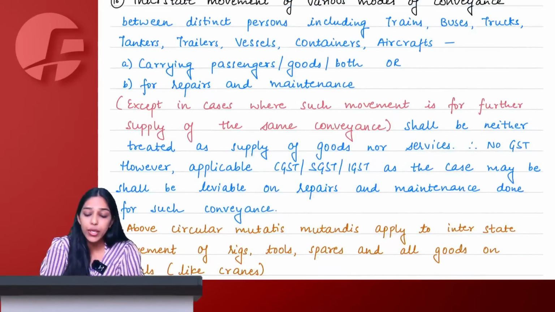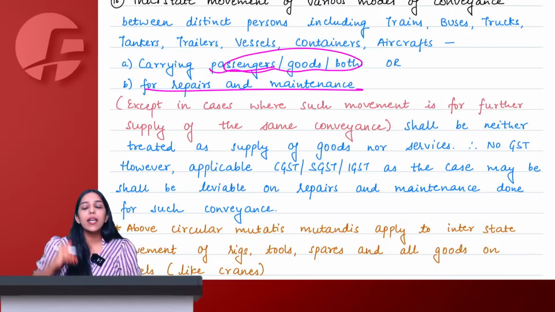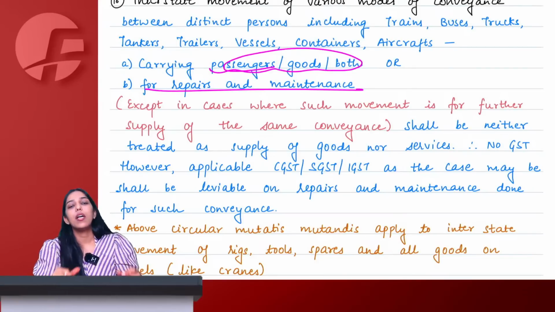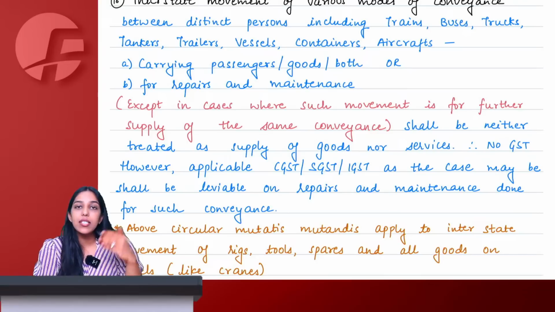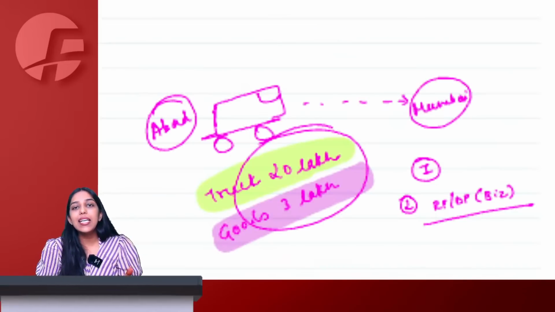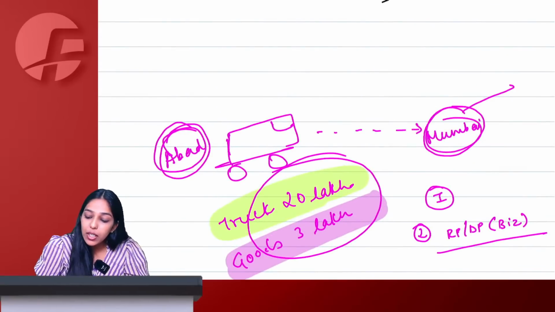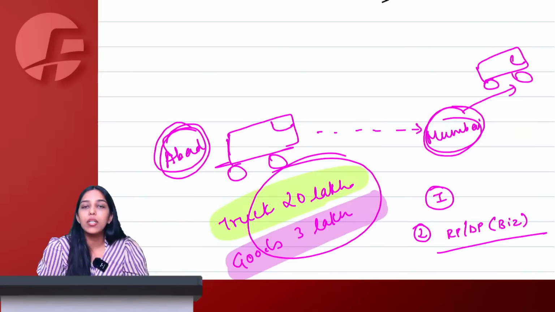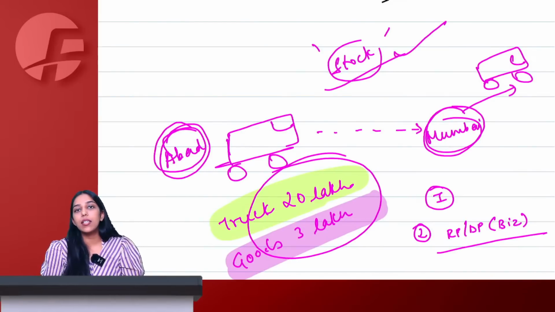So if the conveyance is going to carry goods or passengers, or it is going there to get repaired and again come back, the entire conveyance amount will not become my deemed supply. But if the conveyance is sent for further supply, we are dealing in trucks only. So from Ahmedabad, I sent a truck to Mumbai to further supply this truck only, then the truck is not a normal conveyance, this truck becomes stock for me. So in that case it will be considered as deemed supply.